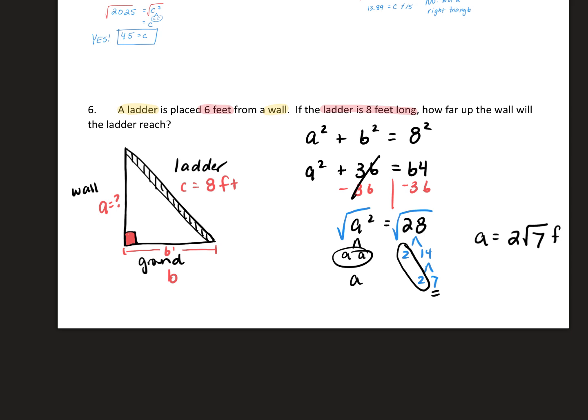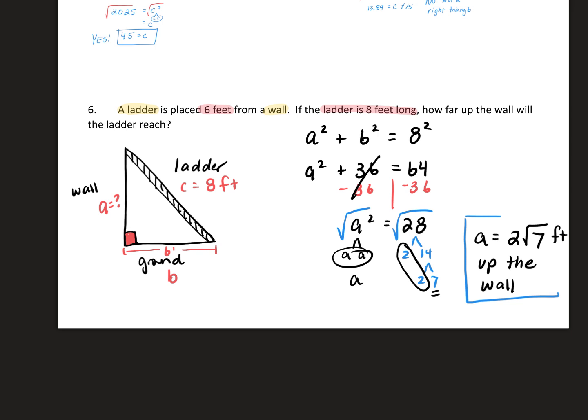Now make sure you write feet. So that's how tall it is. And this is 2.7 feet. You can write that up the wall is how far your ladder will reach.